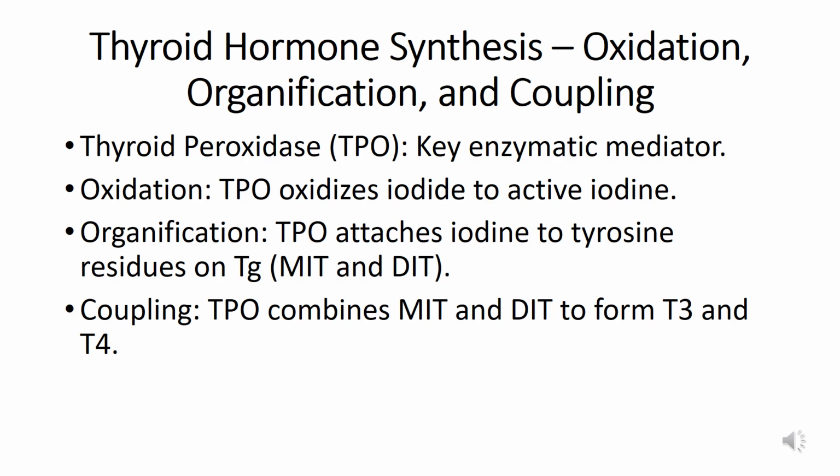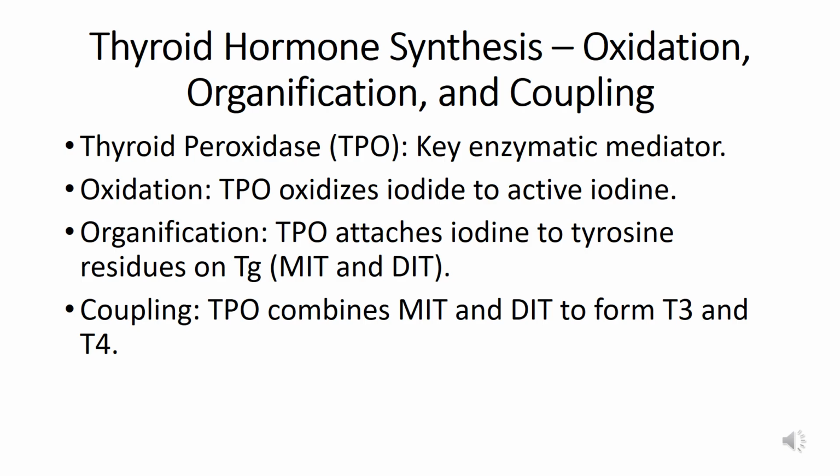This transformation is crucial because only active iodine can bind to the tyrosine residues found on thyroglobulin. Next comes organification. During this process, thyroid peroxidase attaches active iodine to specific tyrosine molecules located on the thyroglobulin scaffold within the colloid. When one iodine atom attaches to a tyrosine residue, it forms monoiodotyrosine, or MIT. When two iodine atoms attach, the product is diiodotyrosine, or DIT. These iodinated tyrosines are the immediate building blocks of thyroid hormones. At this stage, the thyroid has not yet produced T3 or T4, but the necessary components are now in place. The colloid essentially becomes a biochemical assembly line where hormone precursors are carefully prepared.